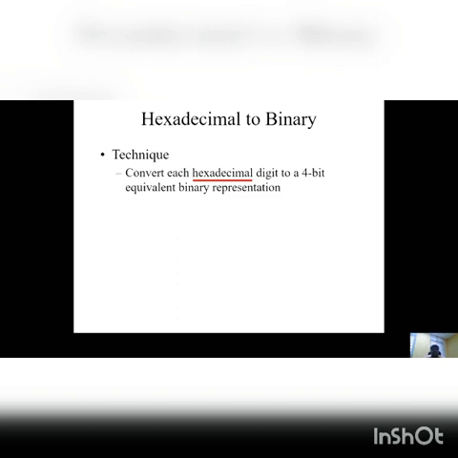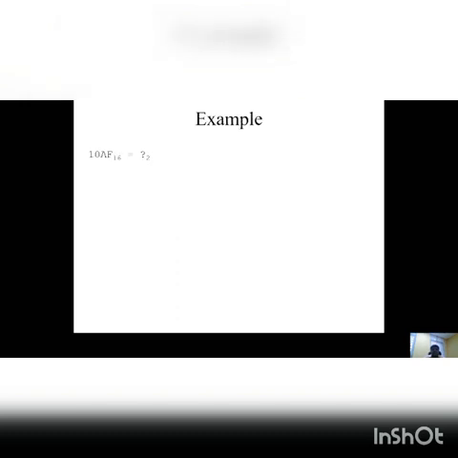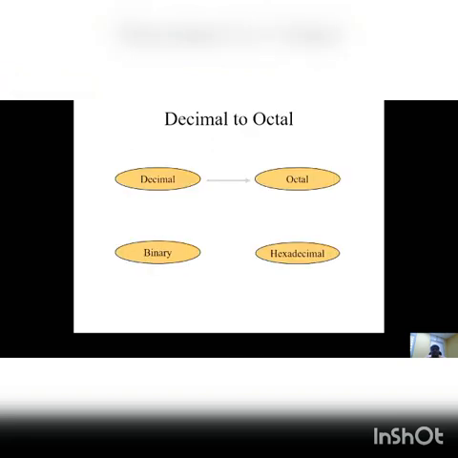Let us see an example: 10AF. 1111 corresponds to F, 1010 corresponds to A, 0000 corresponds to 0, and 0001 corresponds to 1. We put together all these bits: 0001, 0000, 1010, and 1111. This is the binary number equivalent to 10AF.